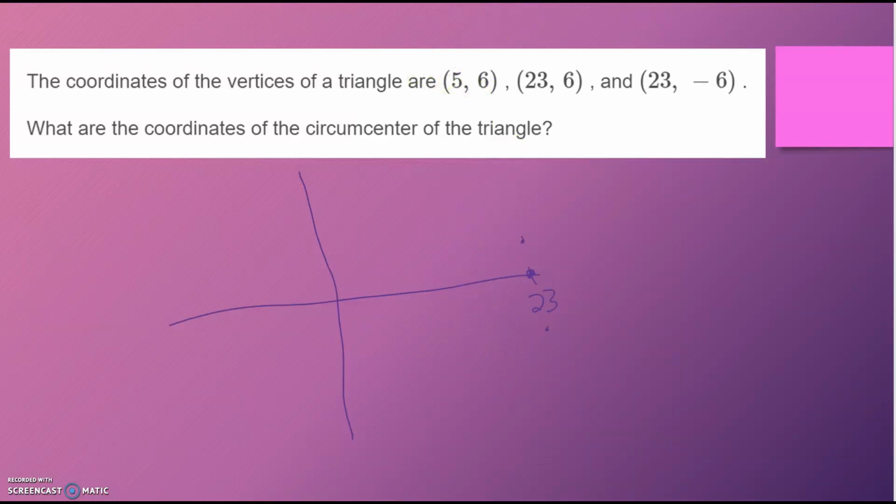And then our ones that share a y coordinate, 6 and 6, we can see the distance between them. X is 5 and 23. So you subtract 5 from 23, which gives you 18. Half of 18 is 9. So it would start at 5, and 5 plus 9 equals 14. So that means our circumcenter is going to be at (14, 0). Our two midpoints.